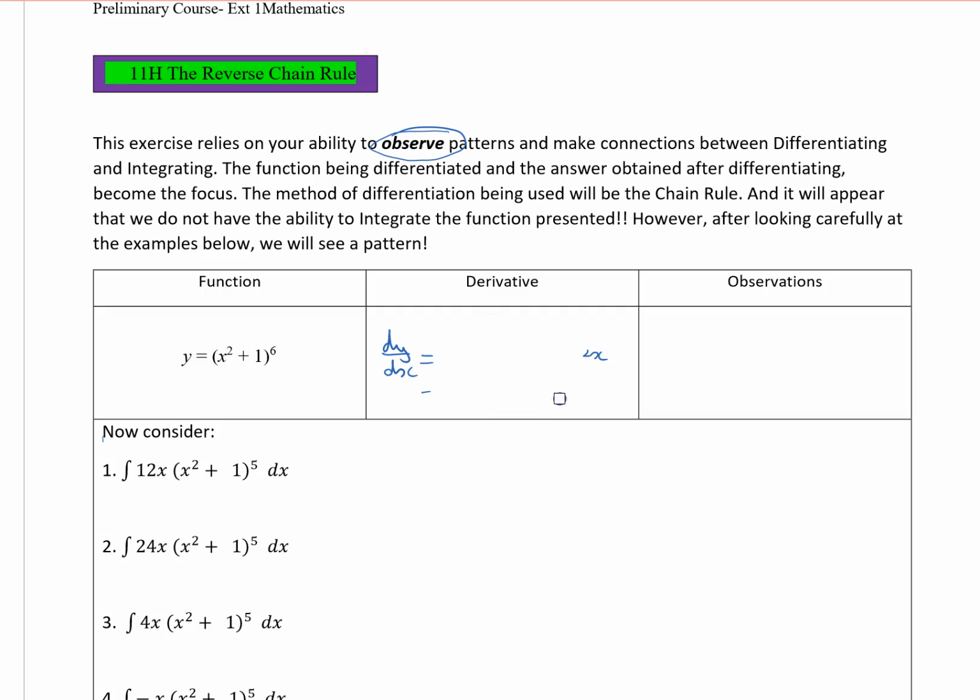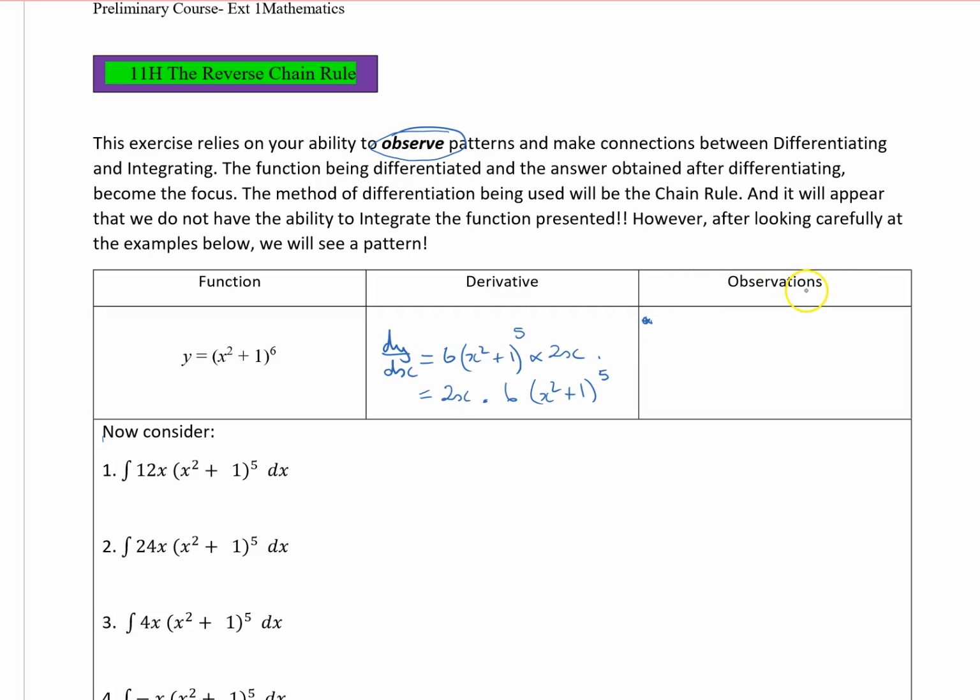So let's find dy dx. Let's differentiate this one. So dy dx is bring the 6 to the front of your x squared plus 1 to the power. Now subtract 1 from your power and multiply by the derivative of the inside, which is 2x. I'm just going to write that as 2x times 6 bracket x squared plus 1 to the 5. Okay, what are our observations?